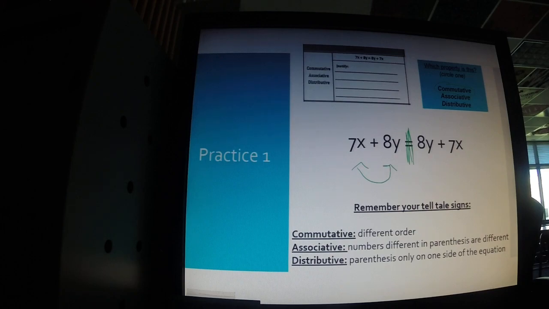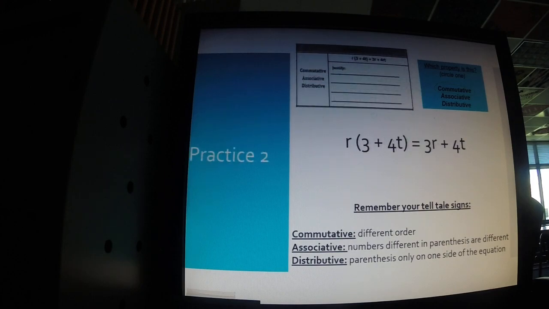Okay? And then what would be our justification? It would be commutative. So we would say the numbers, and I can't write in those boxes, are the same, but in a different order. Good. So let's look at another example.